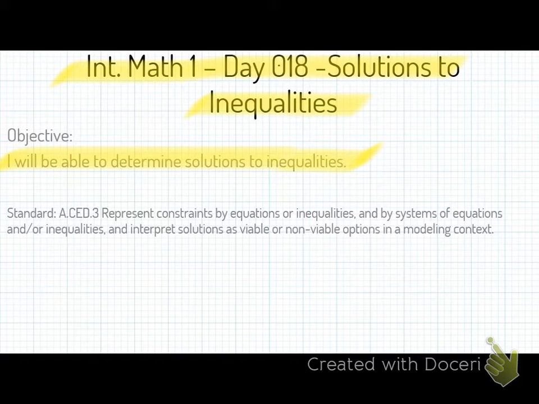Alright, you should have paused it and you should have written this stuff down. So today our goal is for you to be able to determine the solutions to inequalities. Okay? Basically what we're trying to do is make logical sense. That's what we're asking about. We're just trying to see, does this problem make sense? Is this a possible answer?